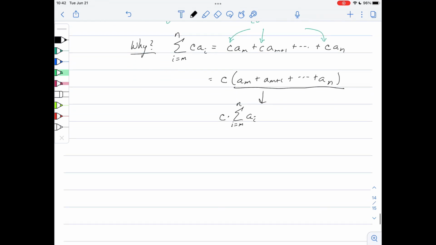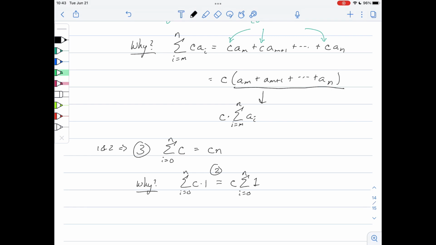Now, the next property combines 1 and 2. Okay, so property 3 says that the sum from 1 to n, this should be a 1 to n, of c is going to be cn. If we were actually summing it from 0 to n, it'd be c times n plus 1. But the idea here is that the sum of c is the sum of c times 1. So by using property 2, we can pull the c out, and we get the sum of 1, which we know is n.